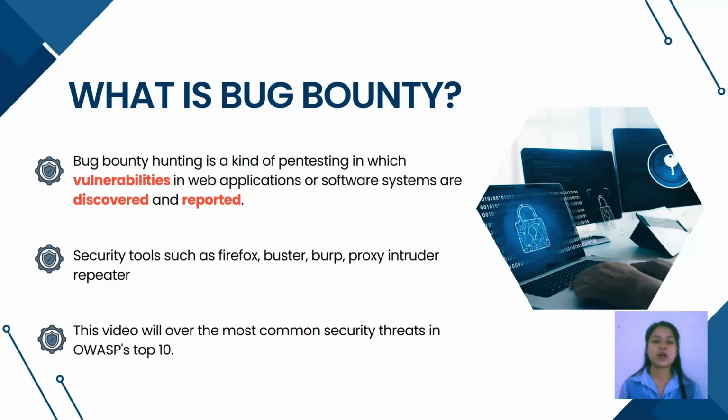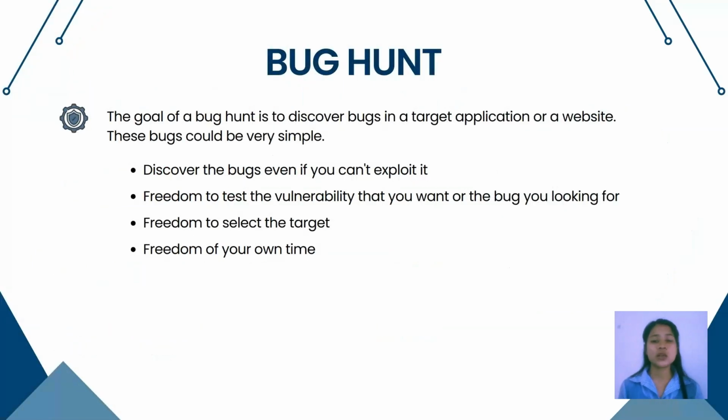This video will cover all the most common security threats, or the web top 10. I will show you the difference between bug bounty and pen testing. The goal of bug bounty is to discover bugs in a target application or website. This bug could be very simple. For example, a bug that falls under the information disclosure category will simply show you information that you are not supposed to be able to see.